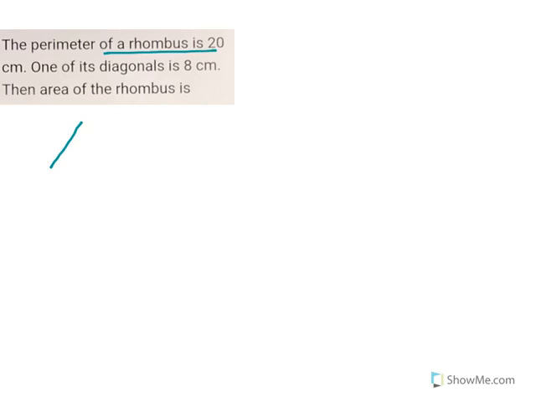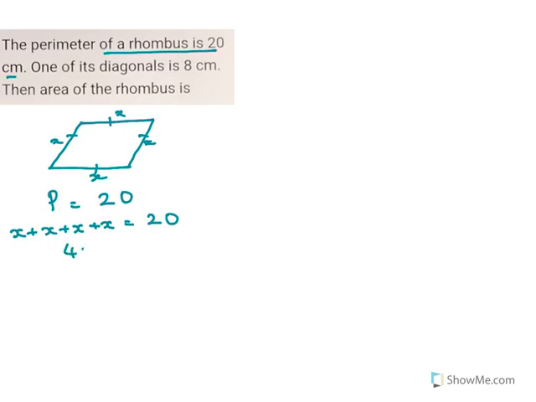The perimeter of a rhombus is 20 centimeters. So we have a rhombus where all sides are equal. So I'll call it x, x and x, all sides equal. And the perimeter they said is 20. That means sum of all the sides. Perimeter equal to 20. There are 4 sides, x plus x plus x plus x equal to 20. 4x equal to 20. So your x is now 5.